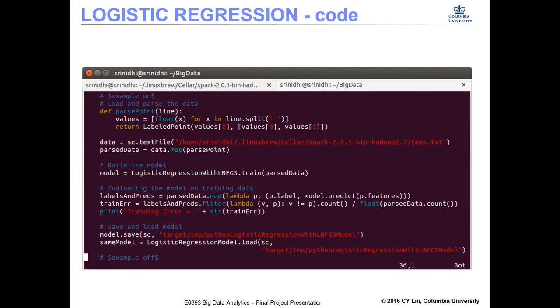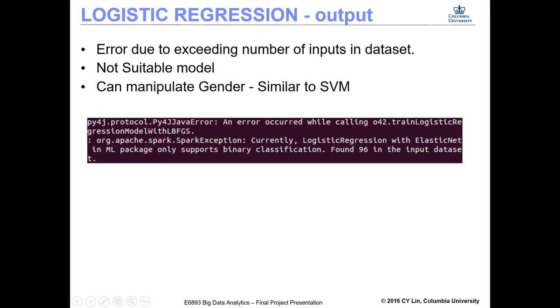So this is the code snippet. Again, the data is loaded and parsed here. Then this is the model. So we are training with the model logistic regression with LBFGS, and the parsed data is trained, and you are calculating the training error. However, there is an error which states that it is exceeding the number of inputs in the data set as given here. This is because, as I told earlier, LBFGS optimization models require a binary value for the label points. So this model is not suitable.